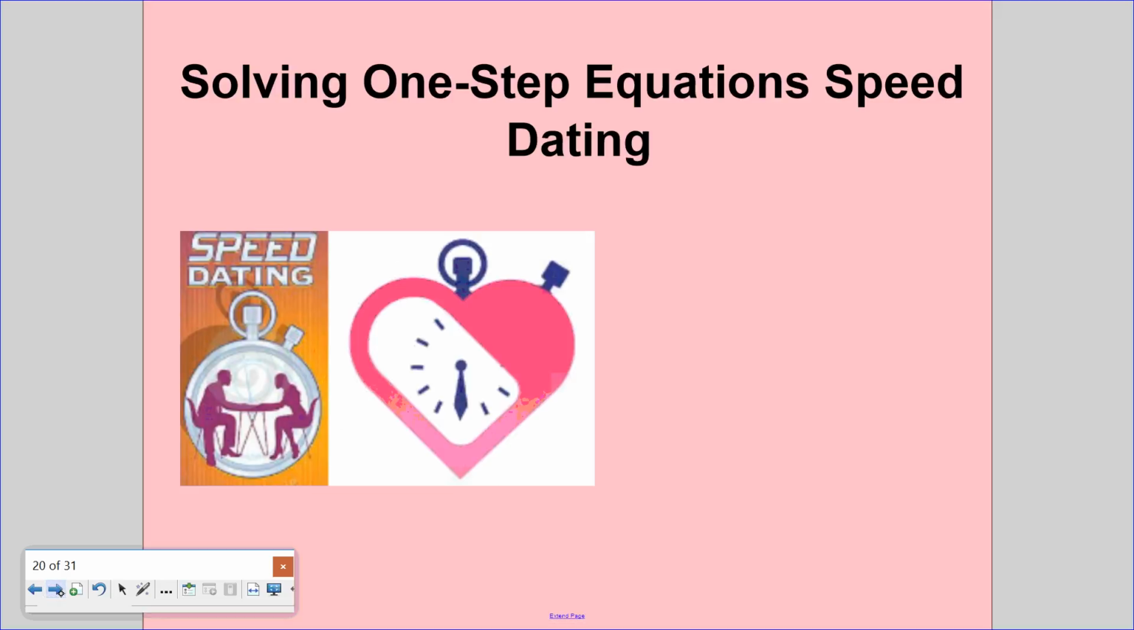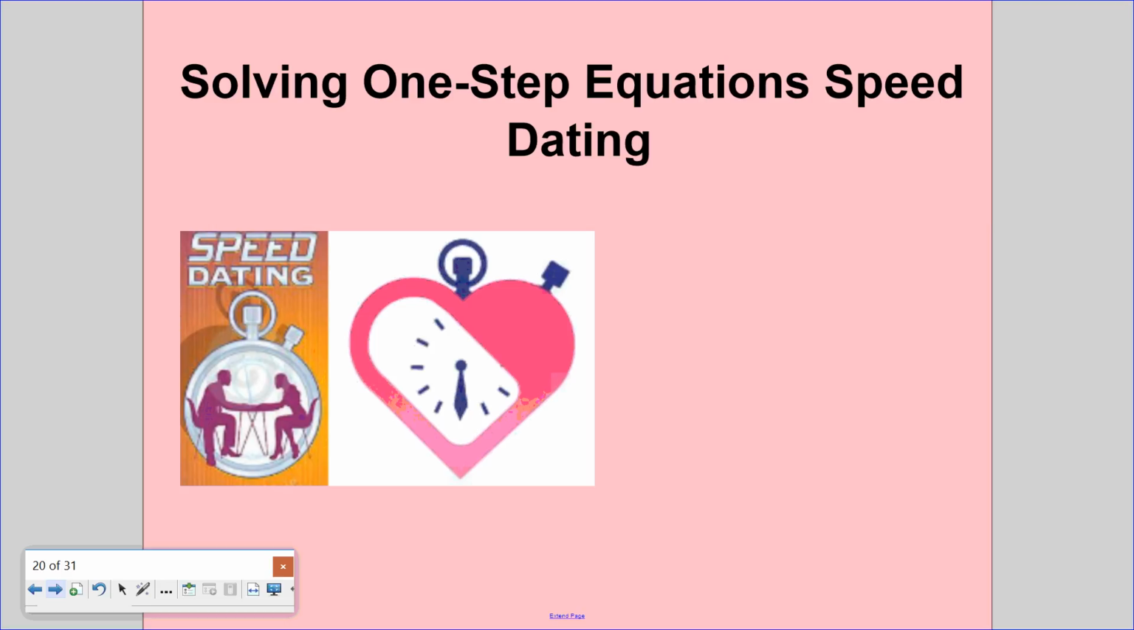So the rest of the lesson is a couple more practice problems, and then what we're going to be doing is a speed dating. You will be receiving a card from your date, and you will solve it. You don't want to disappoint your date by getting the wrong answer. They'll turn the card over and tell you if you got it correct or not, and if you are a keeper or not.